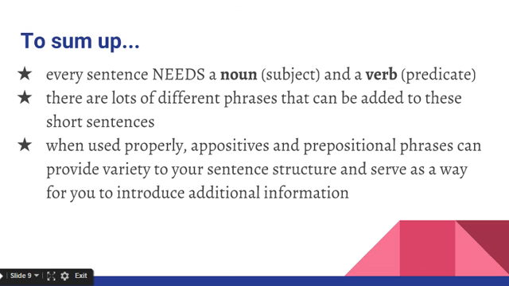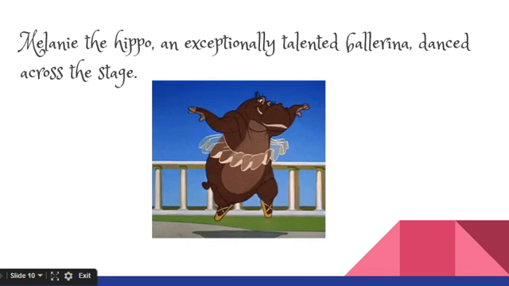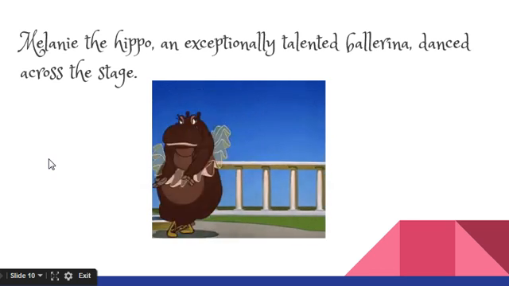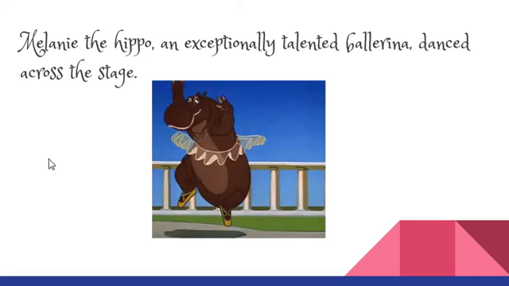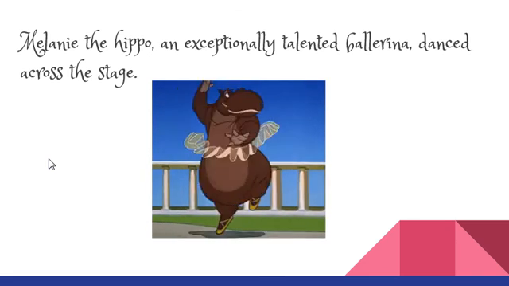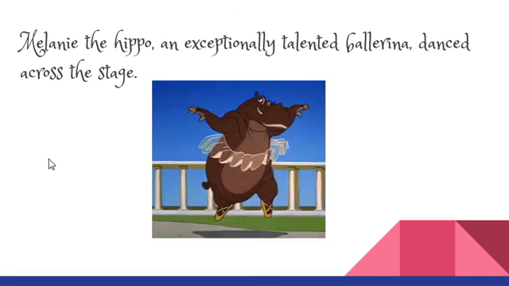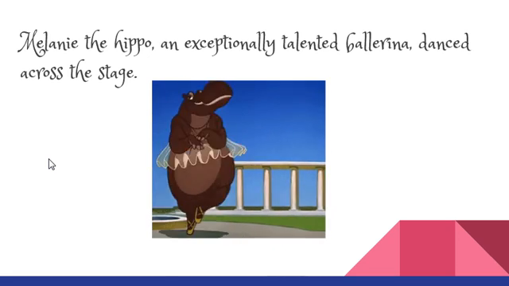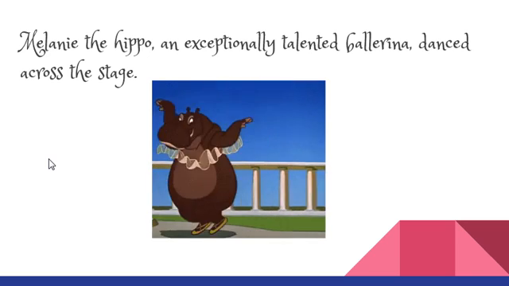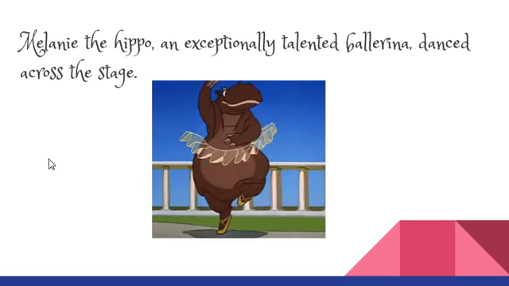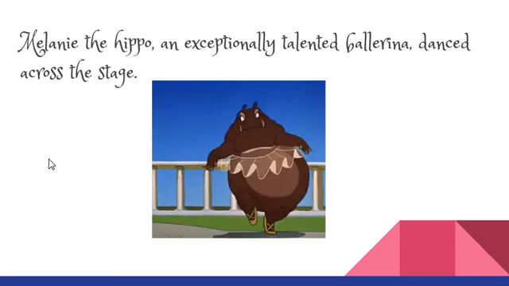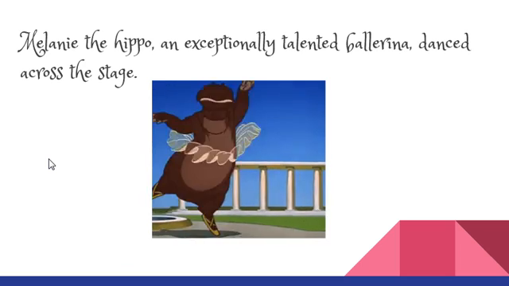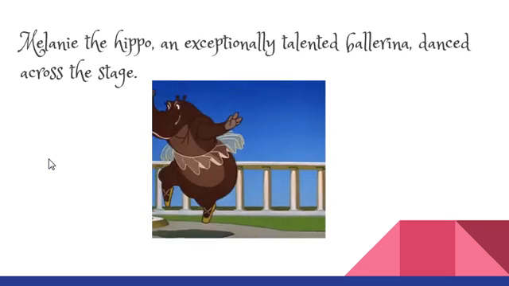So just to bring it all back to the hippo, because why not? Melanie, the hippo, an exceptionally talented ballerina, danced across the stage. Hopefully you notice that Melanie not only rocks at dancing, but her sentence also incorporates both an appositive phrase and a prepositional phrase. Our appositive phrase is an exceptionally talented ballerina. We could take that out. We could say Melanie the hippo danced across the stage, and we still have a complete sentence. But instead, we have Melanie the hippo, an exceptionally talented ballerina, danced across the stage. And our prepositional phrase is, of course, across the stage.